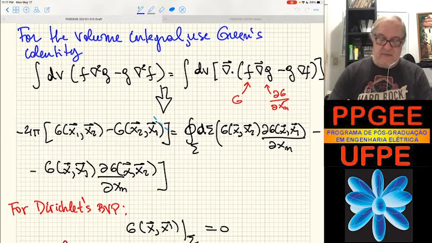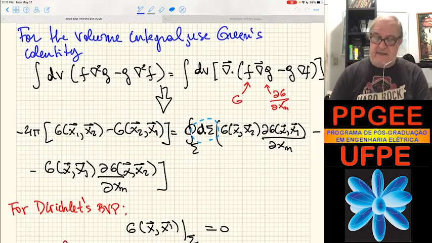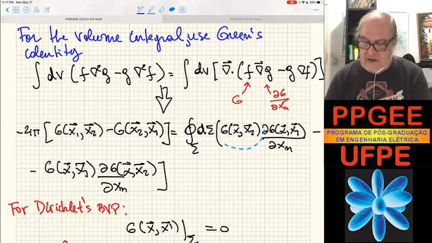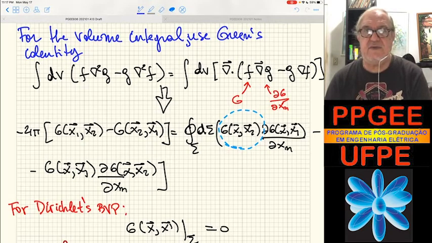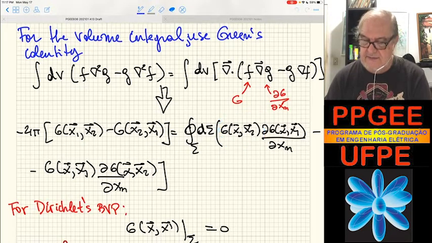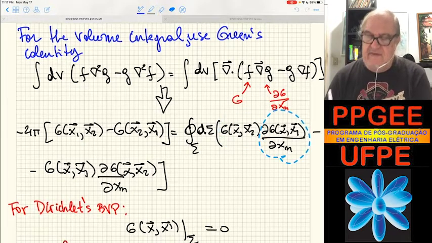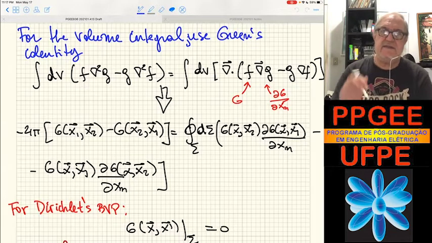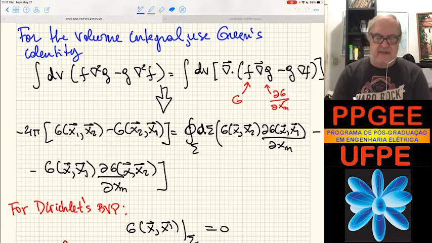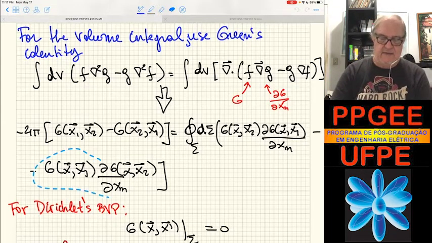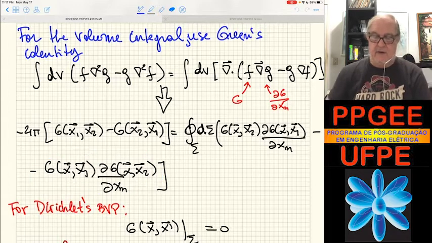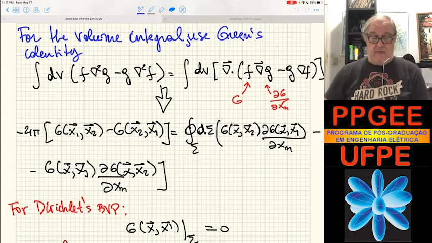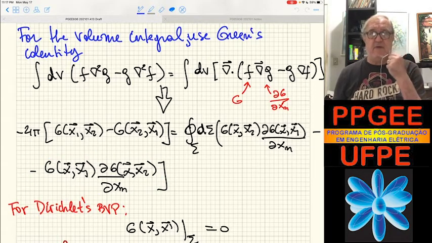So it means that this combination can be written in terms of a surface integral that involves g of one argument, x2, the second argument, the normal derivative of g of the second argument given by x1, and then the other term is just exchanging the arguments x1 and x2, right? We get that thing here. Okay? So we have three types of problems.